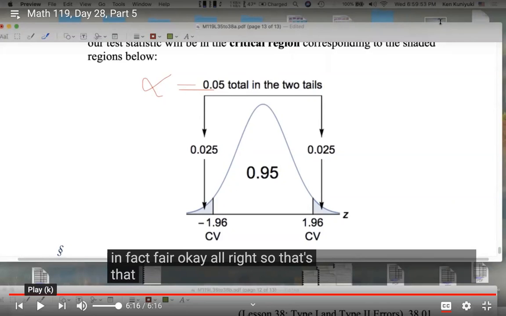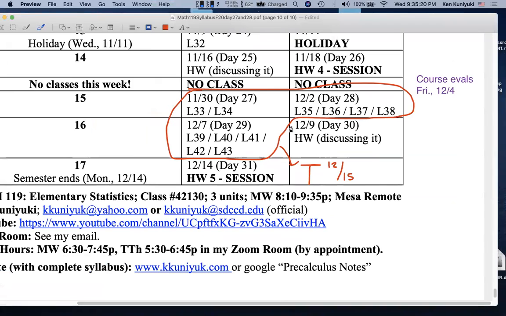So we're at 9:35. Wow, I'm on time. That's rather unusual for me. We covered a lot though, right? We covered 35 to 38. But again, folks, if you got the rhythm of the hypothesis testing, it wasn't too bad. It's a matter of getting the rhythm.